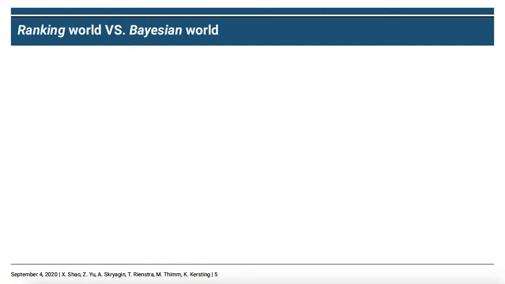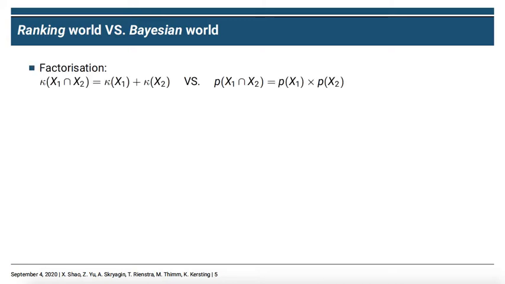So how is the ranking world different from the Bayesian world? First of all, it has different factorization rules. The rank of two independent events equals the sum of the rank of each event, and the probability of two independent events equals the product of the probability of each event.